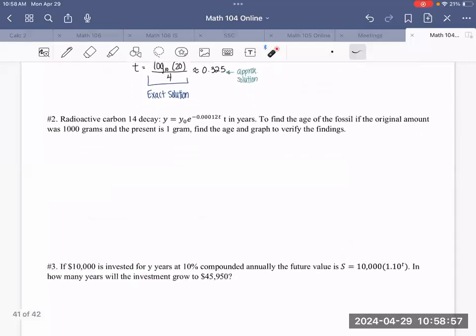Now let's take a look over here. Radioactive carbon-14 decay has the following equation, where t is in years. To find the age of the fossil, if the original amount was 1,000 grams and the present is 1 gram, find the age and graph to verify the findings.